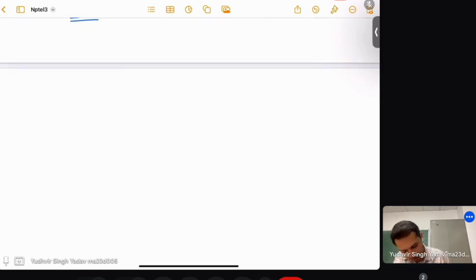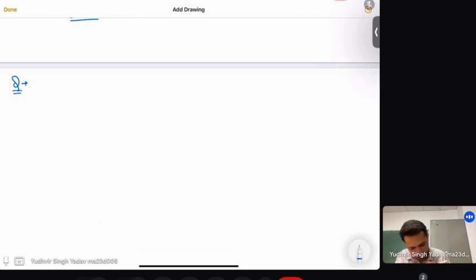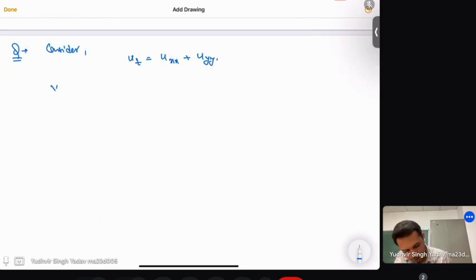Next, we take one more question. The question says, consider a heat equation that is u_t = u_xx + u_yy, which is valid in the domain where x and y are from 0 to 1 and time is greater than or equal to 0.